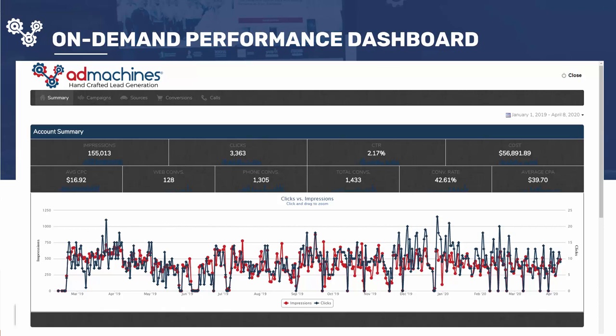Close to $57,000 in ad spend generated 1,433 total leads. Conversion rate about 43%. Average cost per lead right under $40. So that's exactly where we want to be in the water heater category. We can do this all day long.